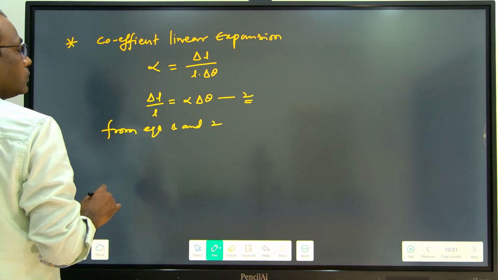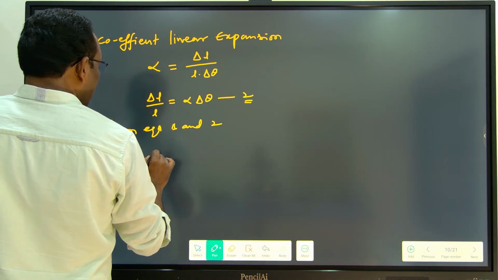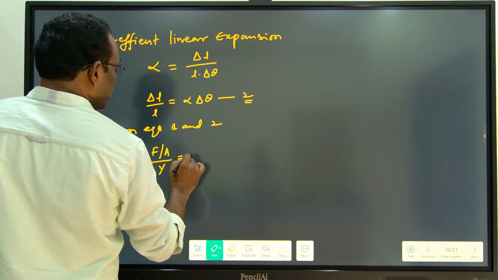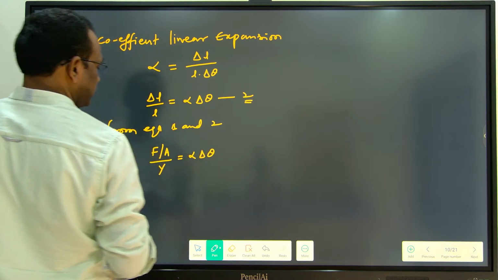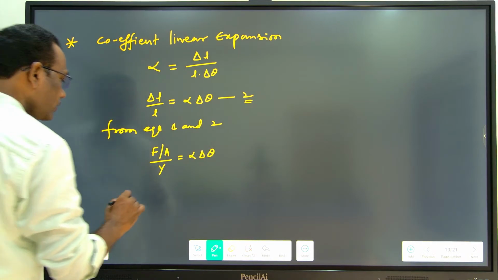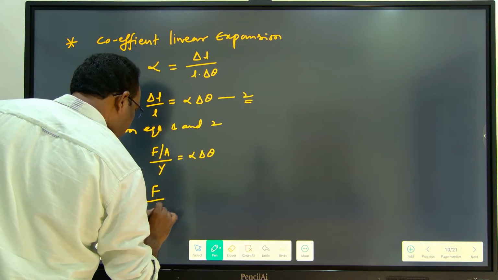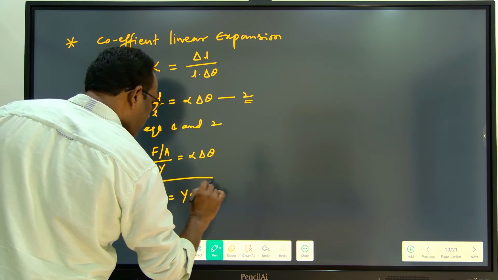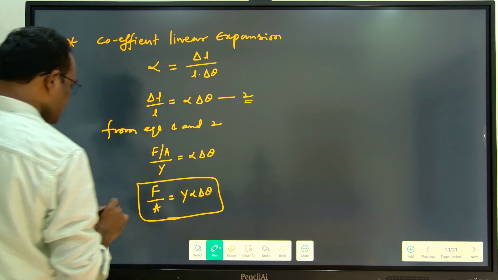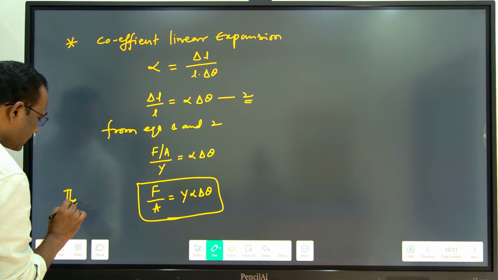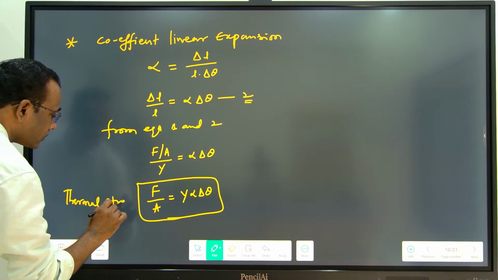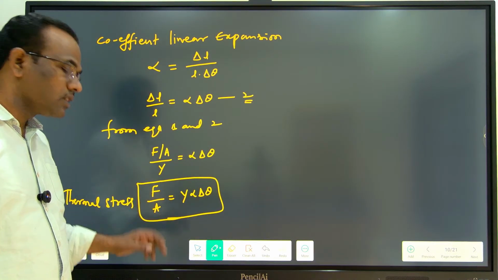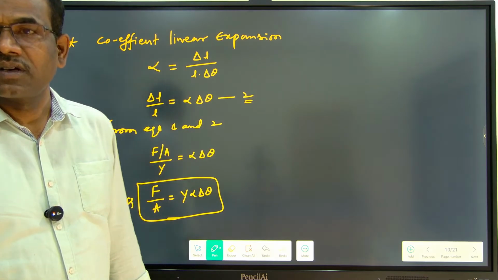From equation 1 and 2, F divided by A divided by Y equals alpha into delta theta. Okay, we'll get this result. Now F by A is equal to Y into alpha into delta theta. Yes, a very important formula this is. Here F by A is called thermal stress, because this stress is developed due to change in temperature.